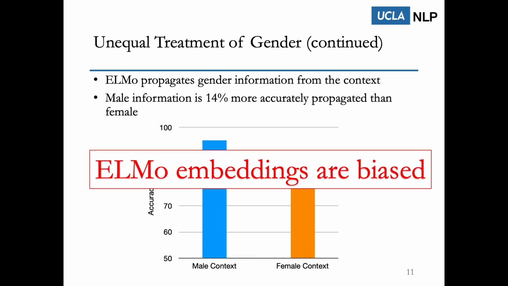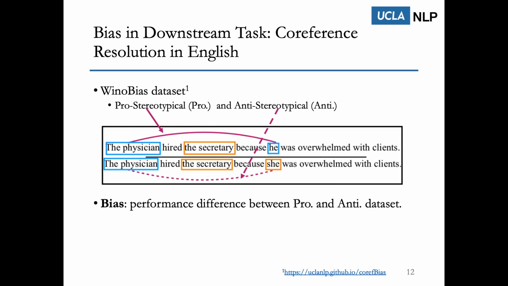Next, we want to understand the influence of such bias on downstream tasks. We still use coreference resolution as the example. To evaluate the bias in coref, we will use the WinoBias dataset we built last year. Each sentence in the dataset contains two occupation words and one gendered pronoun. The two occupation words have different inclinations toward male and female.